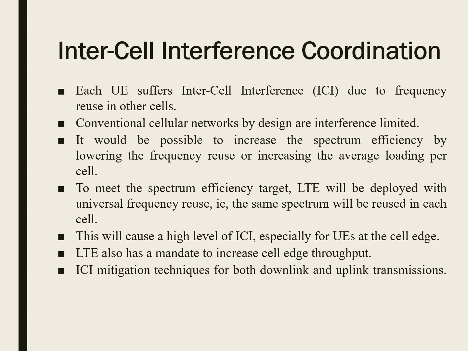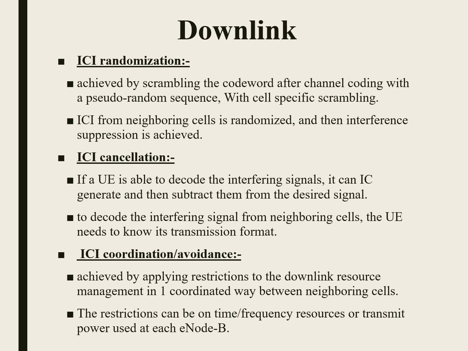Inter-cell interference mitigation techniques. For the downlink, how can this ICI be reduced? ICI randomization is one of the techniques. In this technique, we achieve the reduction in the inter-cell interference by scrambling the code word after the channel coding with a pseudo random sequence. This scrambling is called cell-specific scrambling. ICI from the neighboring cell can be randomized and then interference suppression is achieved.